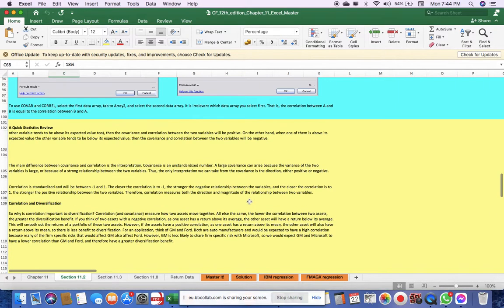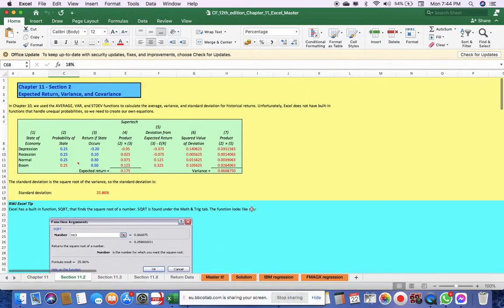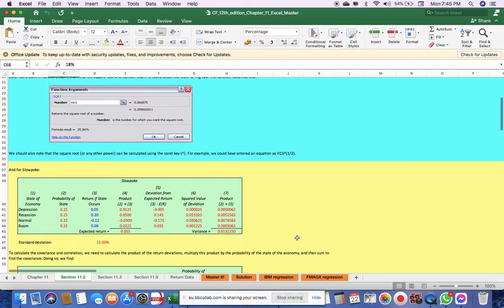Let us start first. See here, if the returns are not attached with probabilities, you can use the inbuilt spreadsheet function for standard deviation. But when probabilities are attached, then unfortunately there are no directly inbuilt functions. Say for example, here you have two companies. One is Supertech, the other company is Slowpoke.